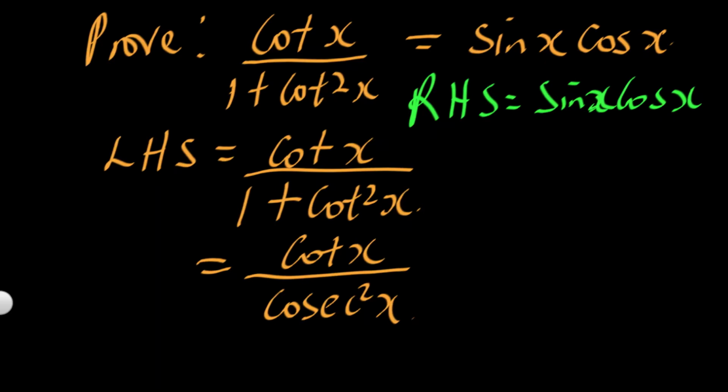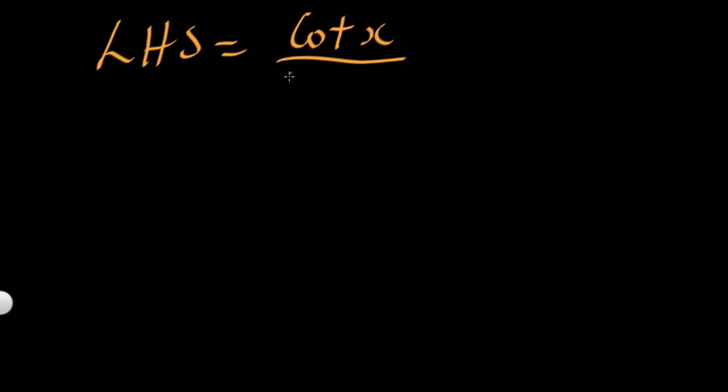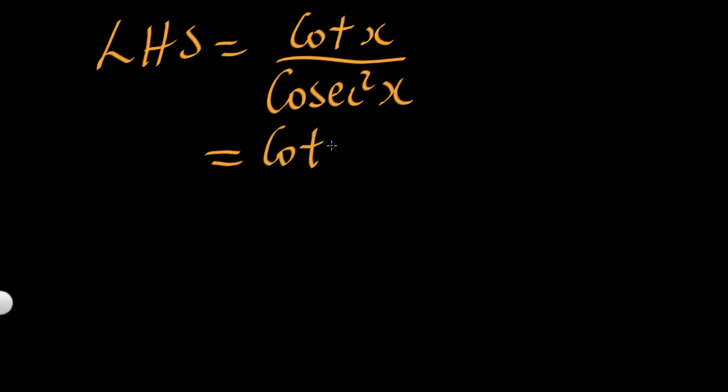Alright. I'm essentially here multiplying cot x by 1 over cosec squared x. That is what I'm doing. Let me continue with this. This is our left hand side. I said now we have cot x over cosec squared x, and I said this is the same as cot x times 1 over cosec squared x.